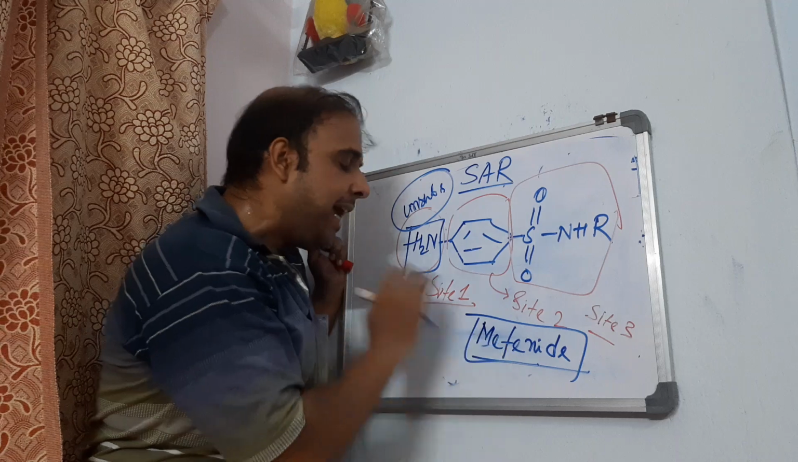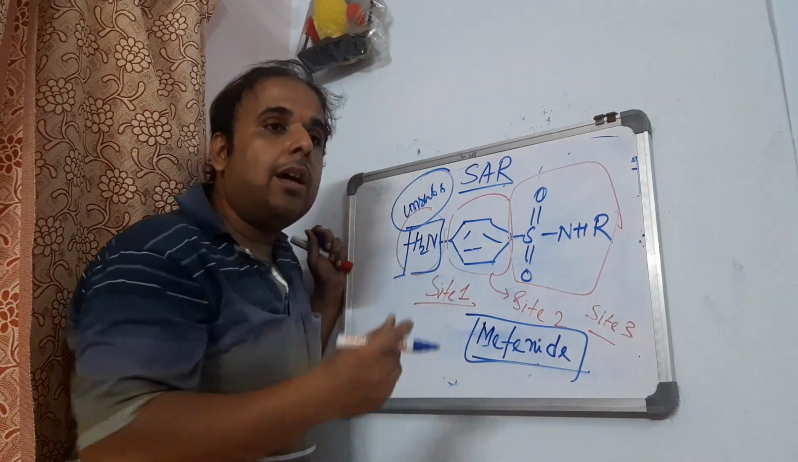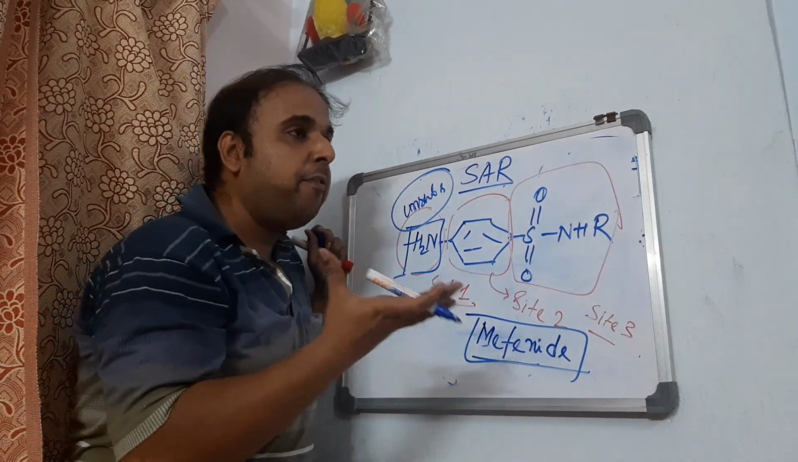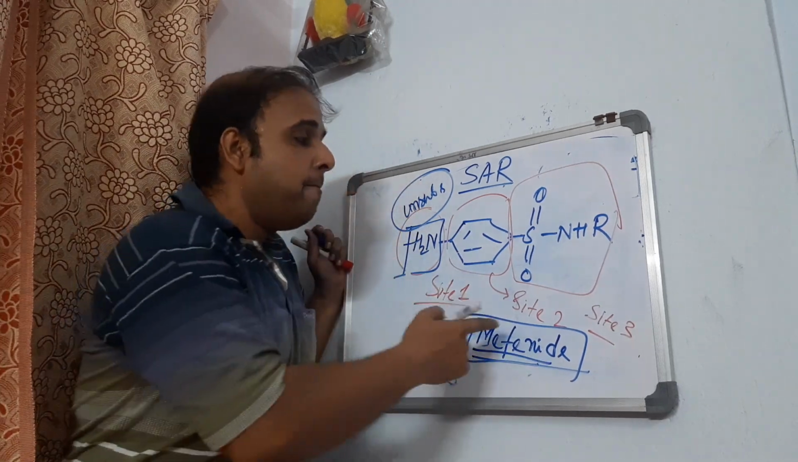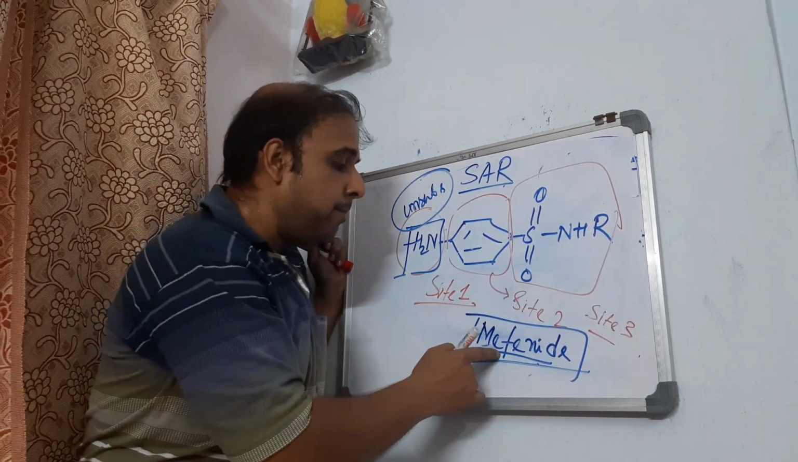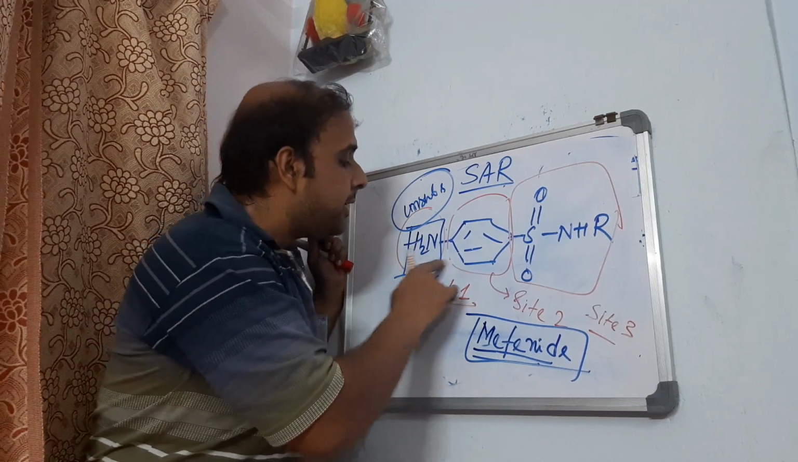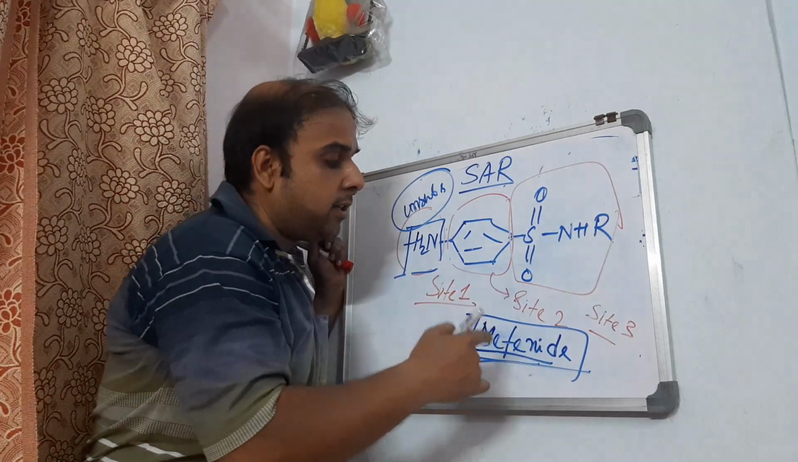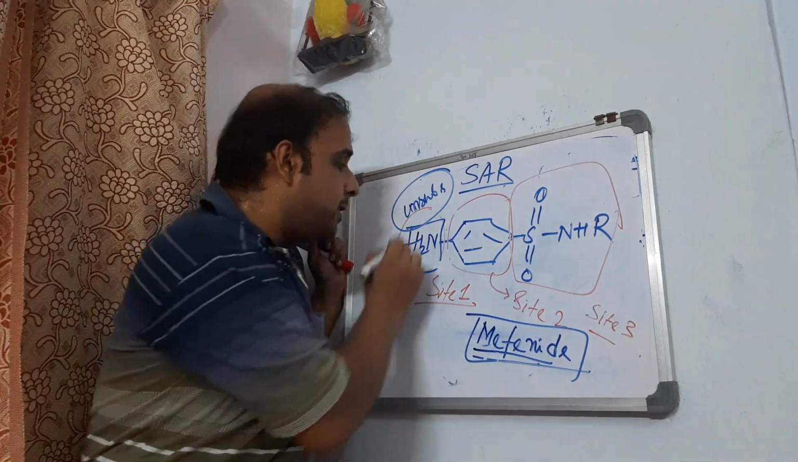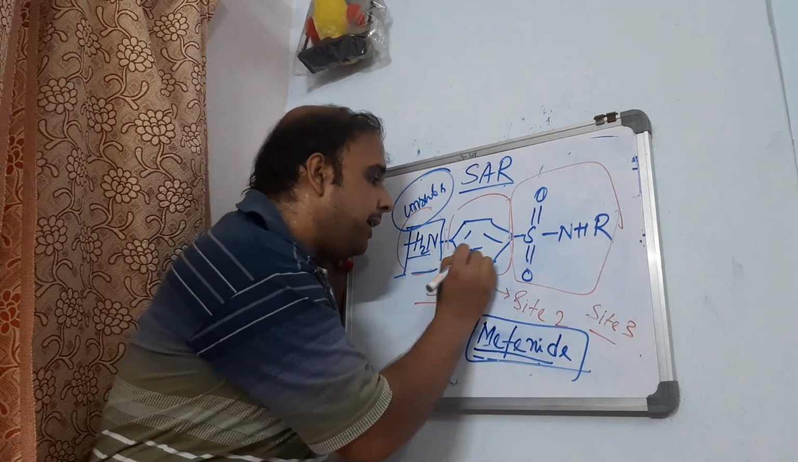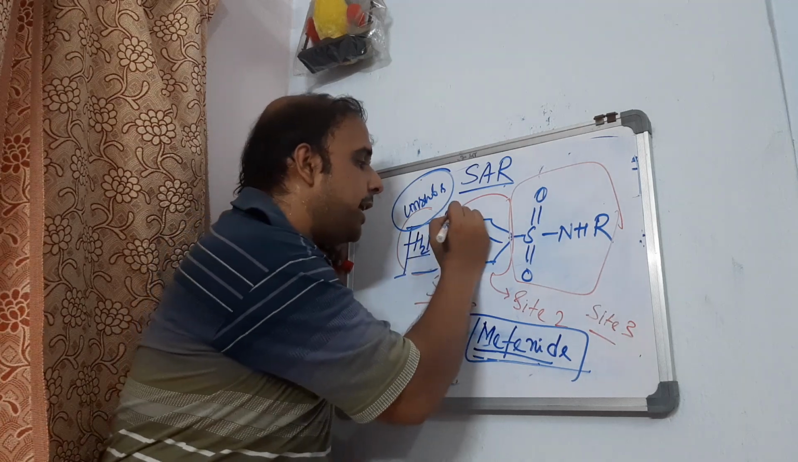So in mafenide, the exceptionality is observed. Being a sulfa drug, mafenide does not obey this criterion. You will not find this criterion matched with mafenide. Why? Because between this amino and the aromatic ring, they have inserted one CH2.